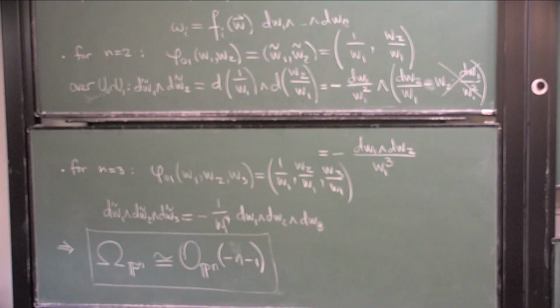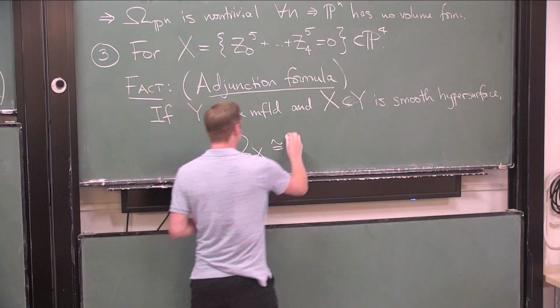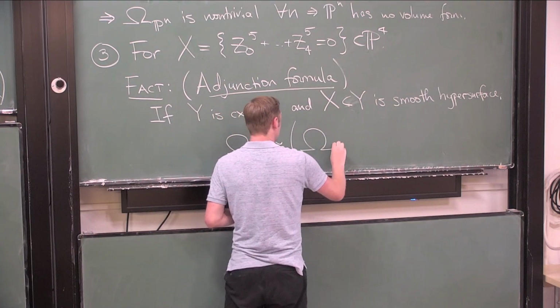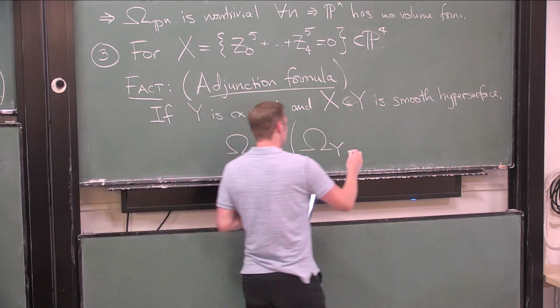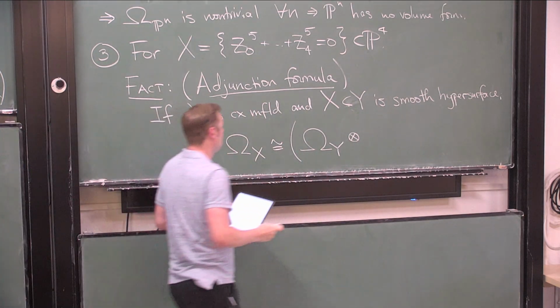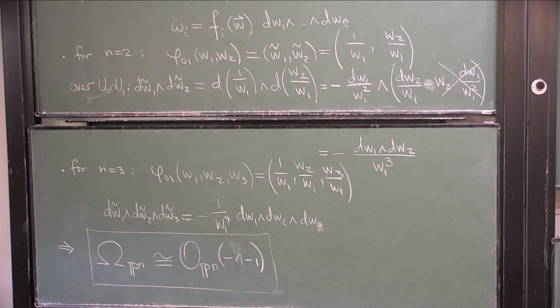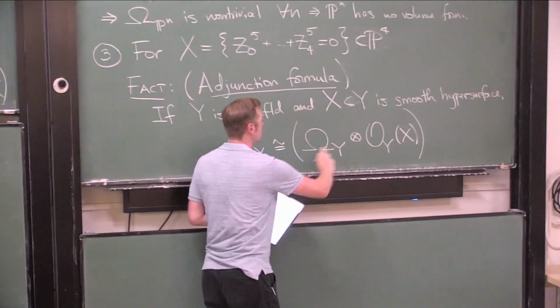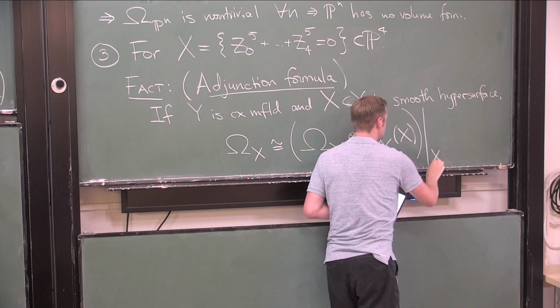So the formula goes like this. The canonical bundle of X is isomorphic to the canonical bundle of Y, and you need to twist it by a line bundle of a form which is very similar to these O of K bundles. O of Y twisted by X. This is what we call it. What I wrote here is a line bundle on Y, so then you just need to restrict it to X.